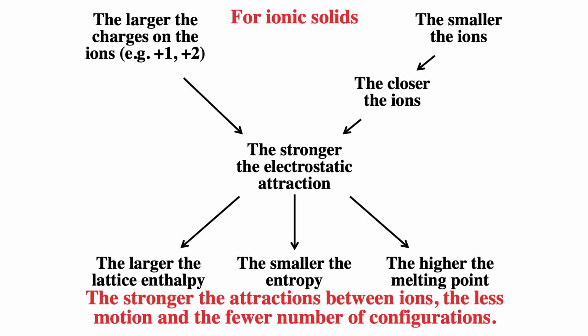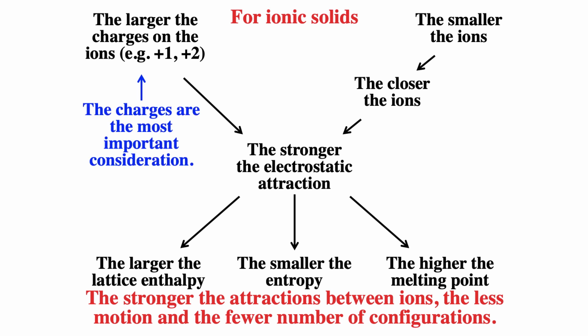And again, for ionic solids, the most important consideration is the absolute charge. And so the larger the charge, the stronger the electrostatic attraction, the larger the lattice enthalpy, the smaller the entropy, and the higher the melting point. Once you put them in order of charge, you look at the size. The smaller the ions, the closer the ions, the stronger the electrostatic attraction, the larger the lattice enthalpy, the smaller the entropy, and the higher the melting point.